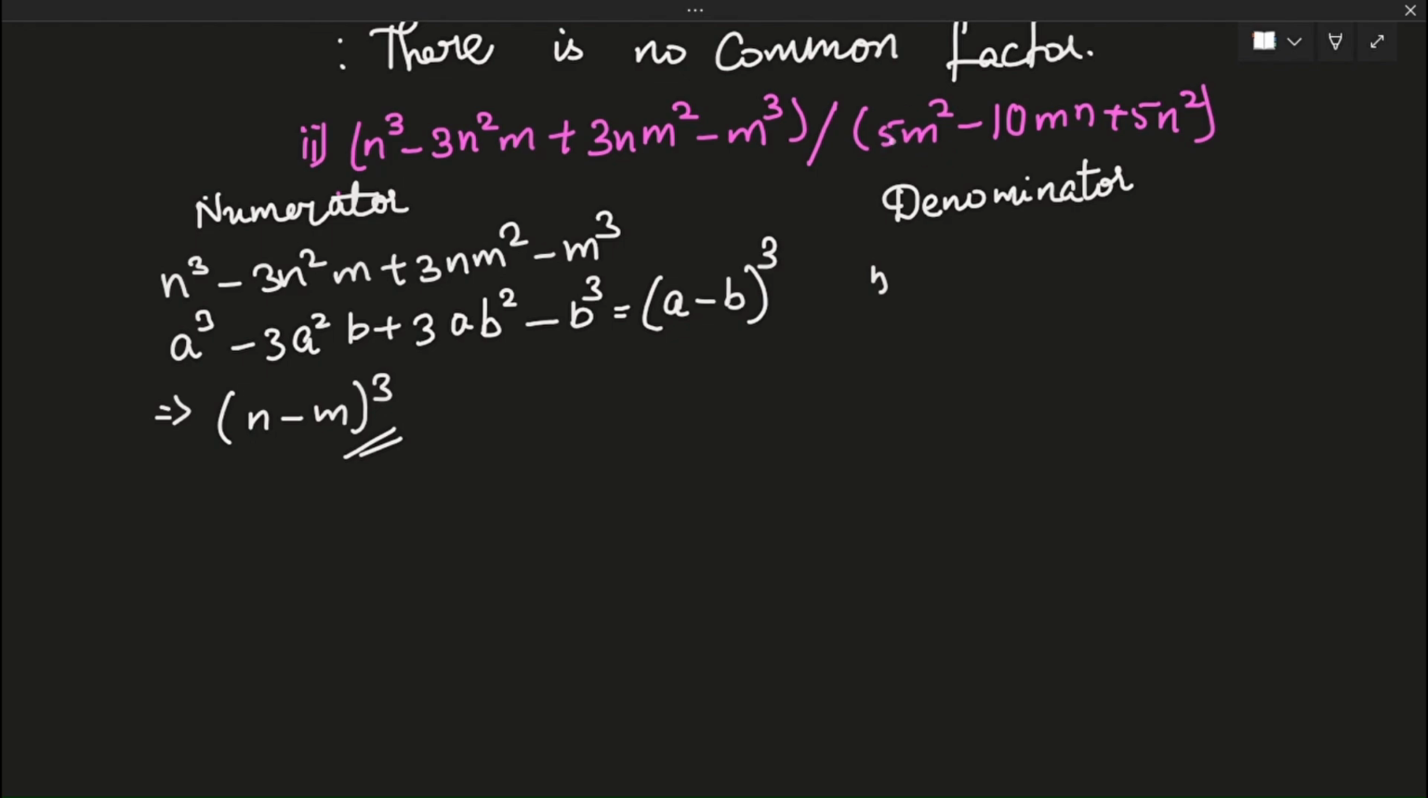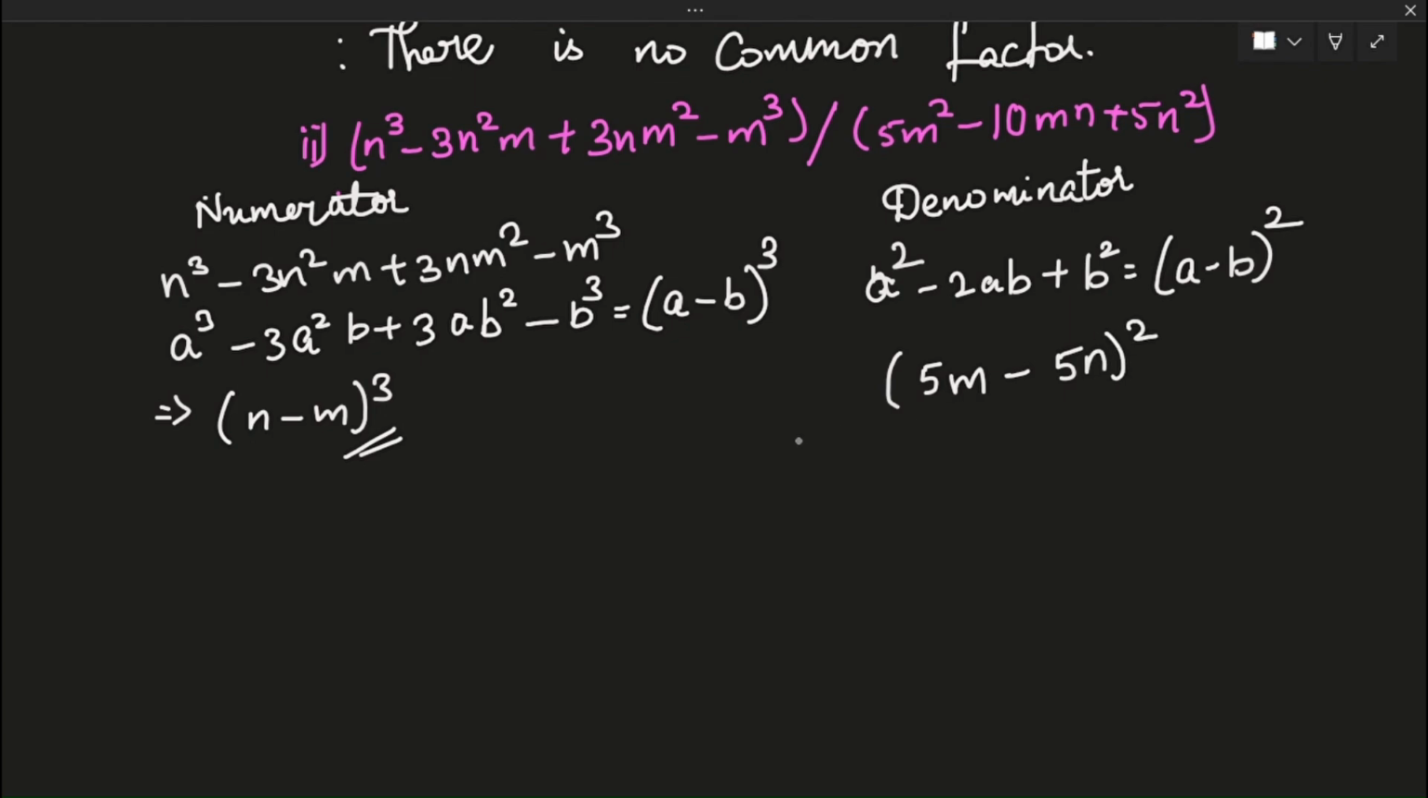Otherwise you can go with this one, a square minus 2ab plus b square formula. Okay. So factorize also we can do, but here directly you can simplify with the formula. That is, this one looks like a square minus 2ab plus b square, which is equals to a minus b whole square. Here what is a? A is 5m minus 5n whole square.